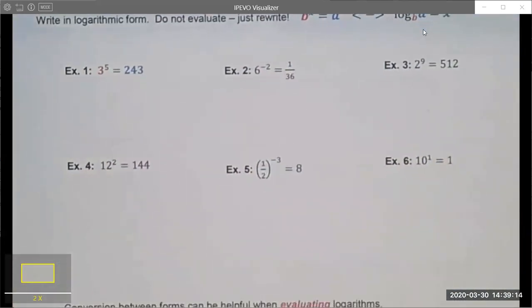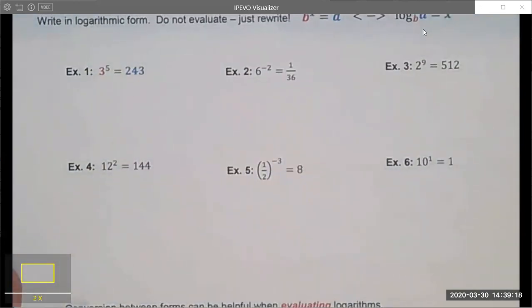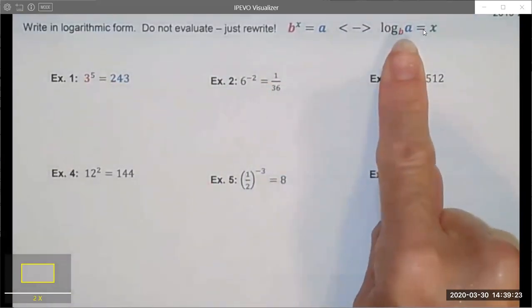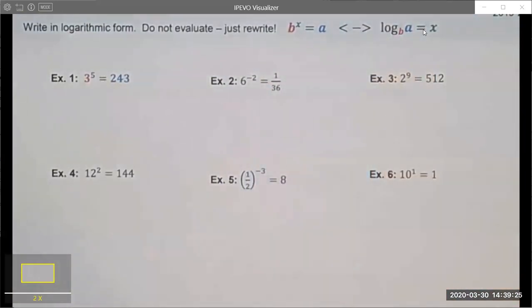And of course we can. I've kept this up here because it helps me to remember what the conversion is. In this case, we're going to write these as logarithmic functions. We're not going to evaluate them. We're just going to write them as logarithmic functions.